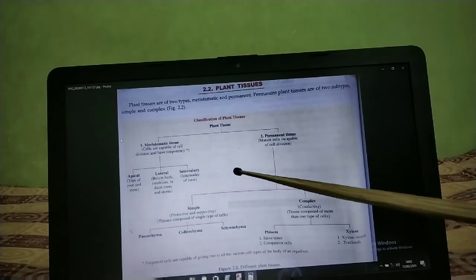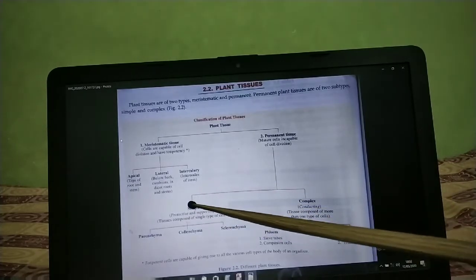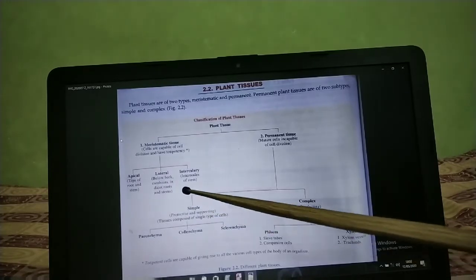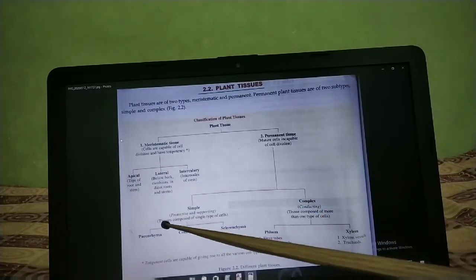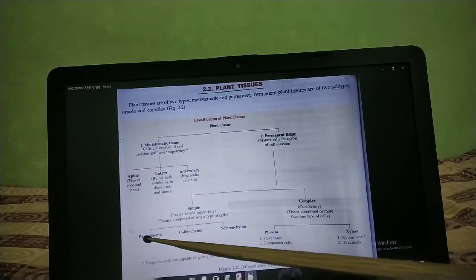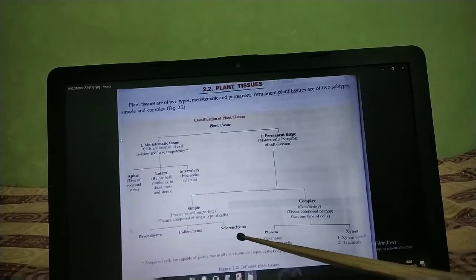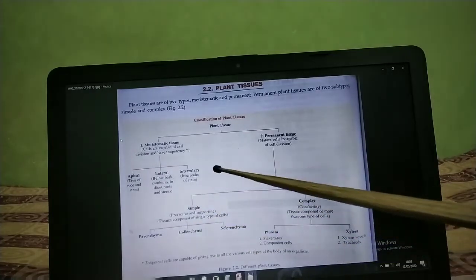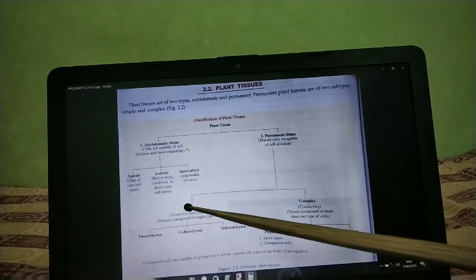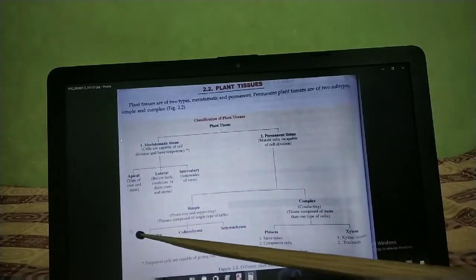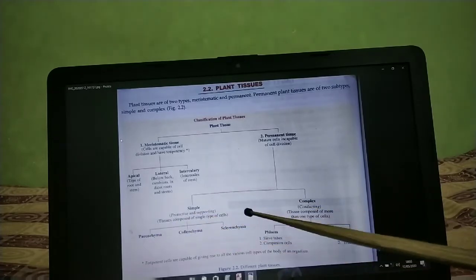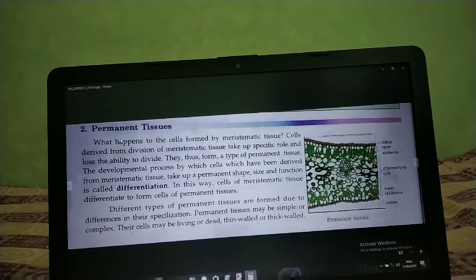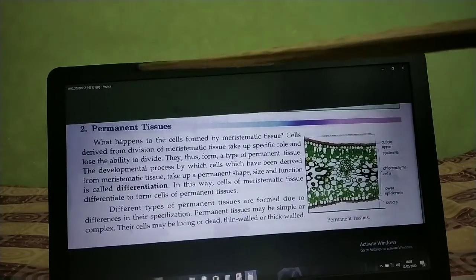Permanent tissue is again divided into two types: simple permanent and complex permanent. Simple permanent is again divided into three types: parenchyma, collenchyma and sclerenchyma. So today we have to study about this simple permanent tissue, parenchyma, collenchyma and sclerenchyma. So first of all I will teach about the permanent tissue.